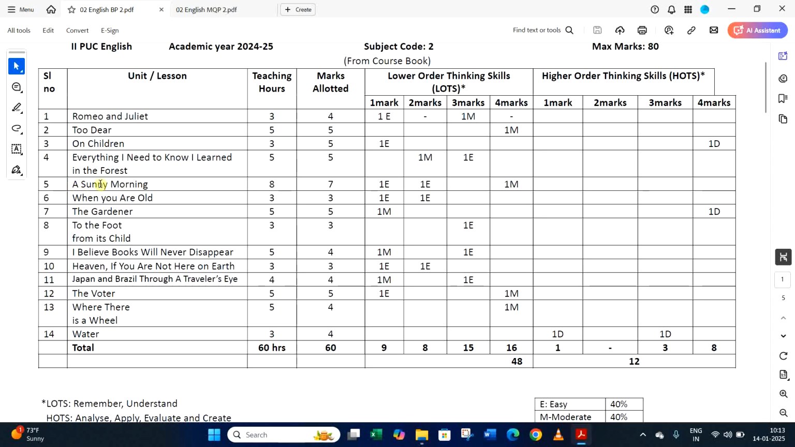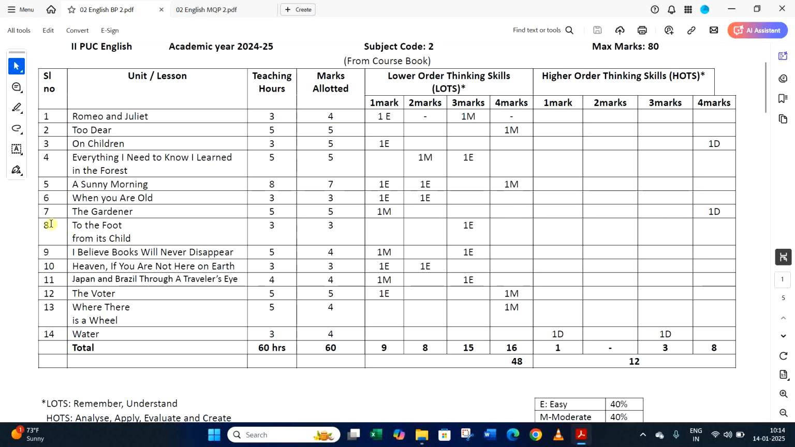Then you can find A Sunny Morning, 7 marks allotted, 1 mark question 1, 2 mark question 1 and 4 mark question 1. In the same way we can find 6 number lesson, When You Are Old, marks allotted 3 marks, 2 mark question 1, 1 mark question 1. In this way you can find, my dear students, all the lessons are given certain marks. Then we have 7 number lesson, The Gardener, 5 marks, 1 mark question 1 and then 4 mark question 1.